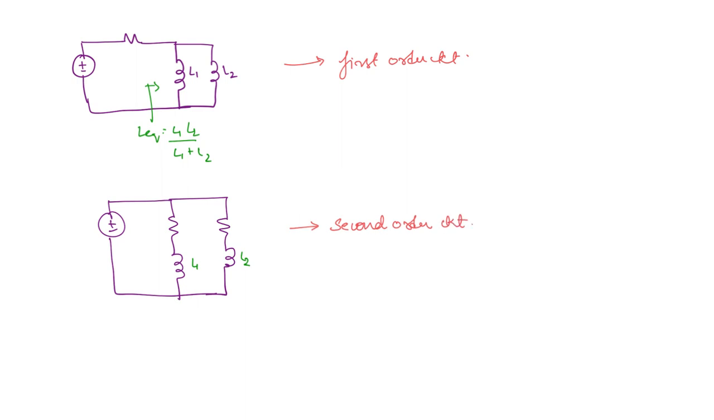Similarly for a capacitor, just replace this with a capacitor. When there are two capacitors in series or parallel, if they can be replaced by an equivalent capacitance, then it will be a first order circuit. But if it cannot be replaced, like in this case, then it will become a second order circuit. Now what will happen in a second order circuit? You will have two different time constants.